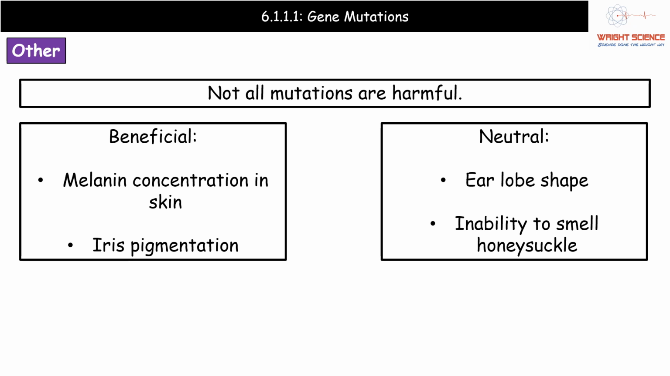We then have the beneficial mutations. Now, a beneficial mutation is going to be one that does give some kind of advantage, and therefore what we've seen is through that process of natural selection, it's caused this evolutionary process to take place. And if we think about two examples linked into high sunlight intensity and humans, we've got the melanin concentration in the skin and iris pigmentation. So if we think about the iris pigmentation first, this is basically the colour in your eyes.